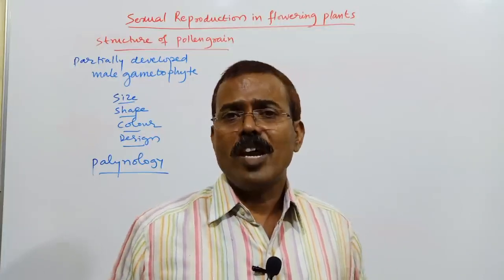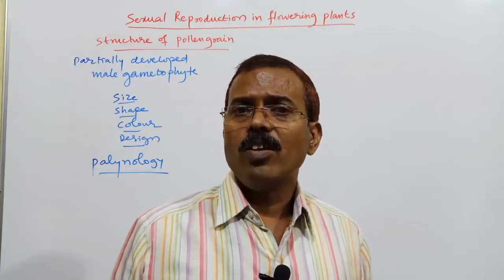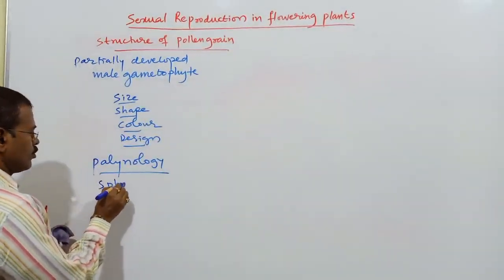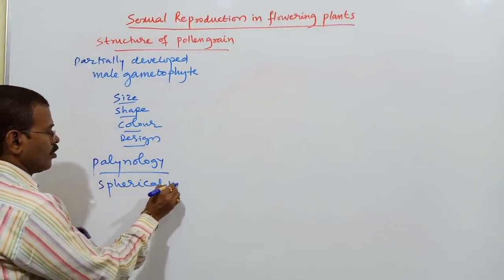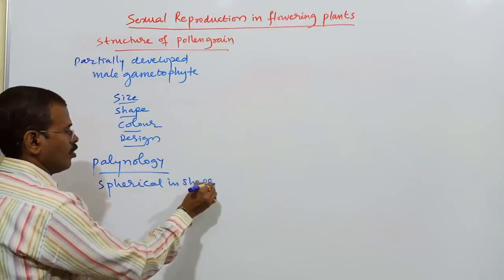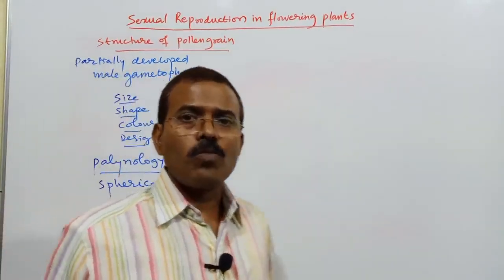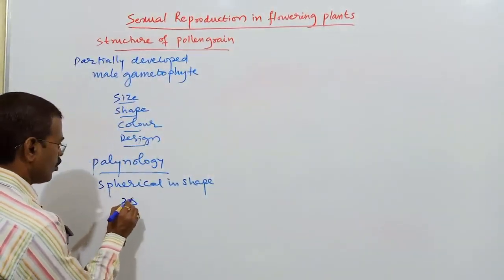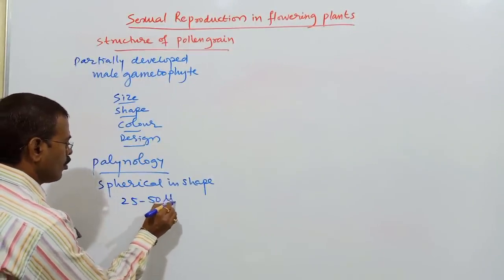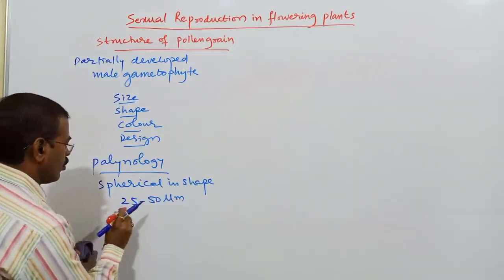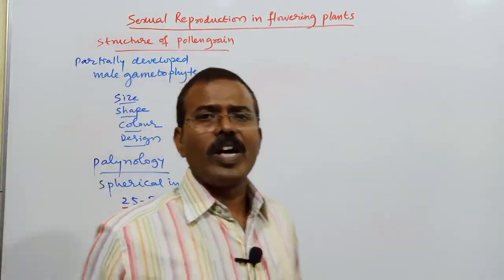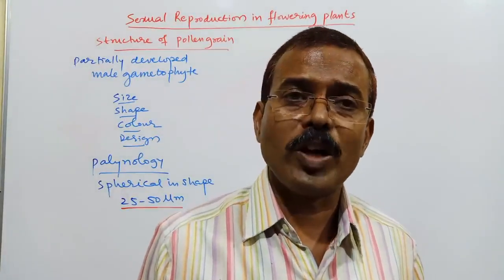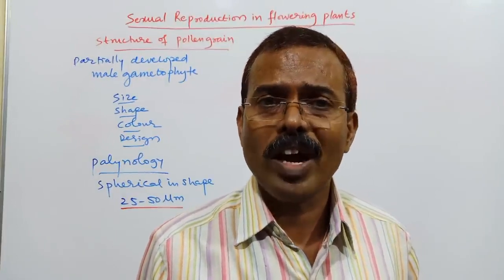This pollen grain is generally spherical in shape. The size is 25 to 50 micrometer.